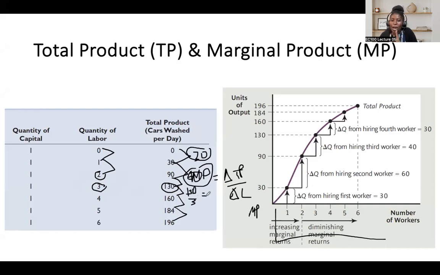But if you want to know the additional, what is the third one producing? The third one or the second one. So you find marginal product from here to here: 3 minus 2, and 130 minus 90. So the third person produces how much output, washes how many cars? You just take 130 minus 90. That will give you about 40. So you see, average product is not the same as marginal product.